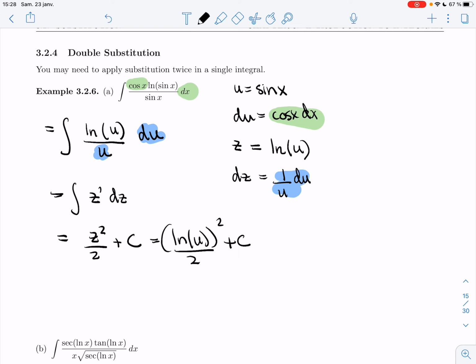And then I want to go back to x. And so I'm going to replace u by sine of x. So I'm going to get ln of sine of x, all of that squared divided by 2 plus c.